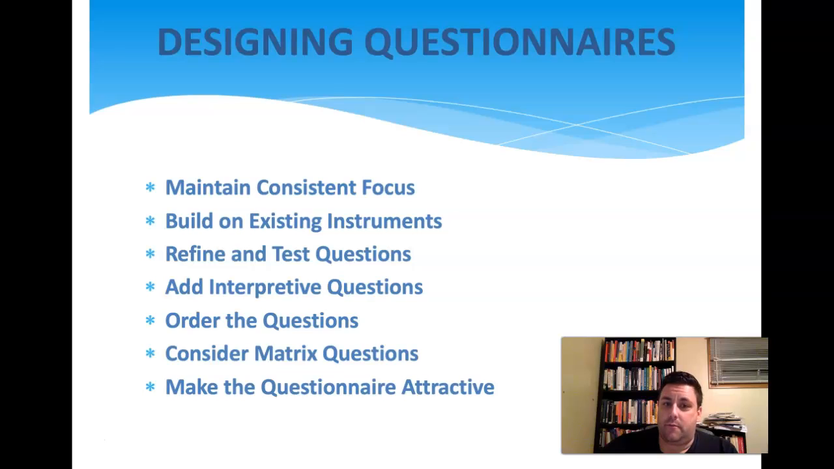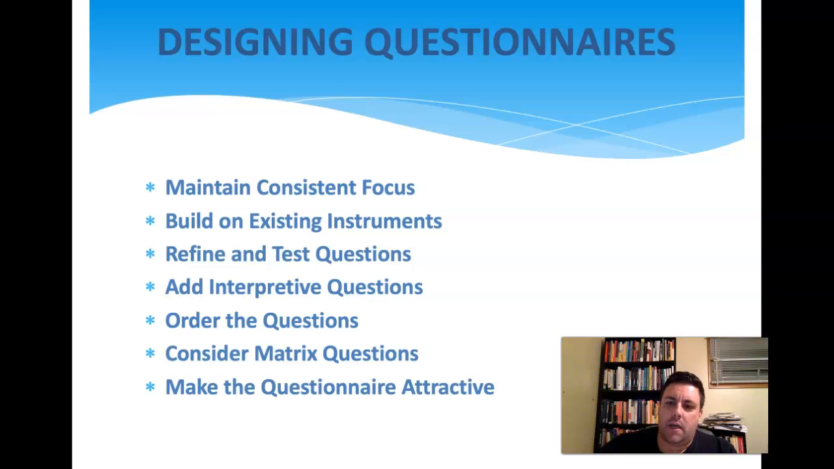It's important to test your questions, to refine them, to get feedback from others, and then think about the order of the questions, and keep things looking attractive, and at least neat. Let's put it that way. So, a pleasing font, something that's not too dense. The font size isn't too small that people have to squint to be able to see what they're doing.